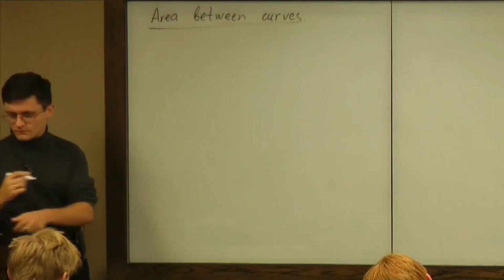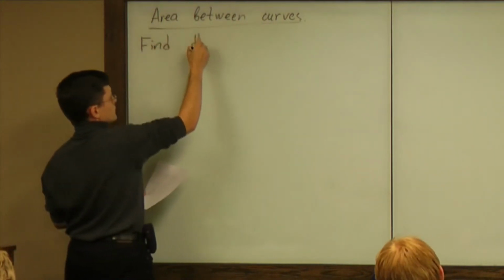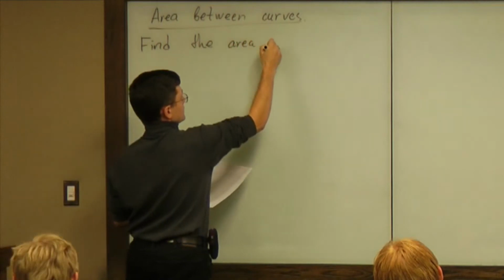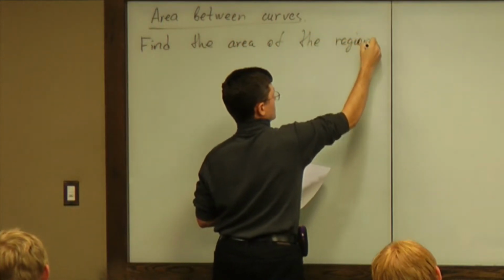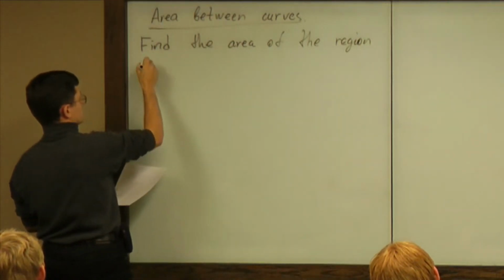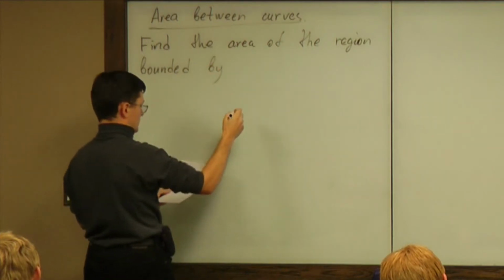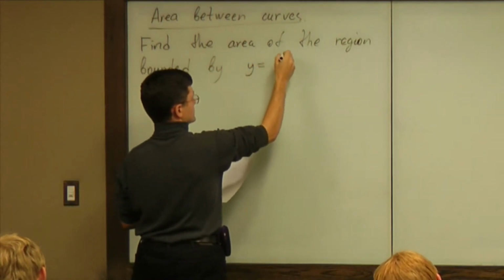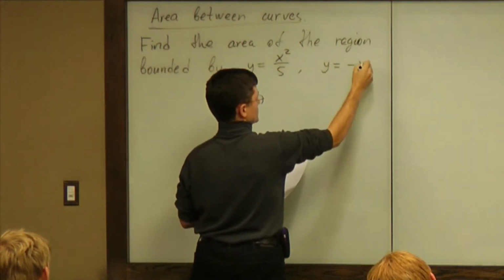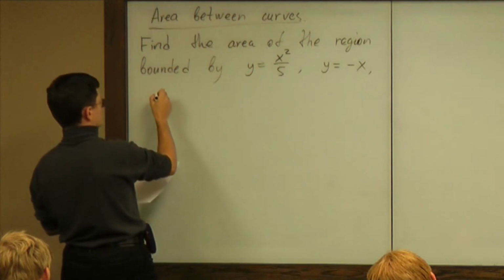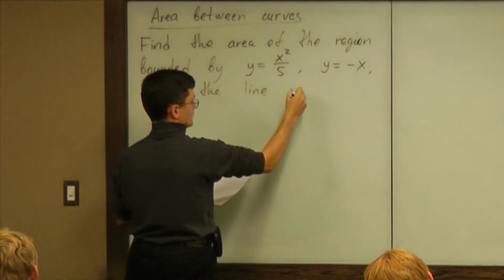And so the first problem: find the area of the region bounded by y equals x squared over 5, y equals minus x, and the line x equals 4.